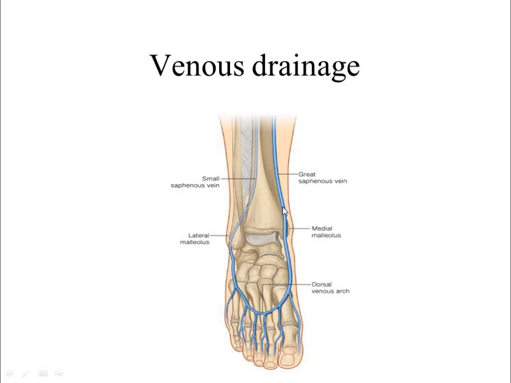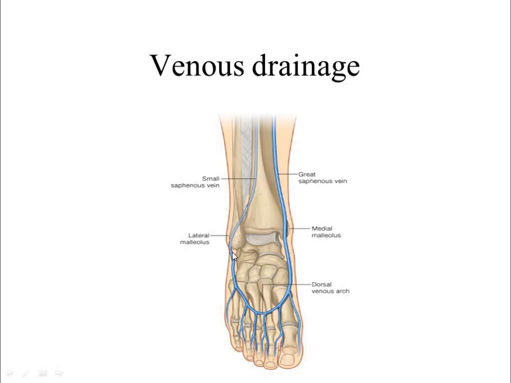This great saphenous vein, which is formed out here, goes along the medial surface of the tibia, then in the middle of the leg goes posteriorly, and ultimately we have seen its drainage into the femoral vein in the region of the femoral triangle.